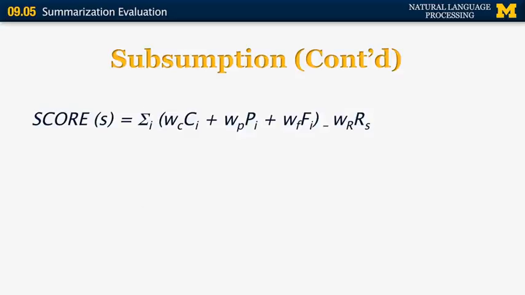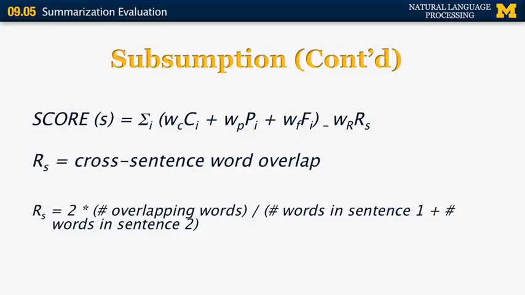So modifying the formula for MEAD, we have again the sum of all the different features for the sentence, the centroid, position, and frequency, but now we also want to discount the redundant sentences, the ones that are subsumed by the others. And so the formula used in MEAD is based on the Jaccard coefficient between the two sentences.